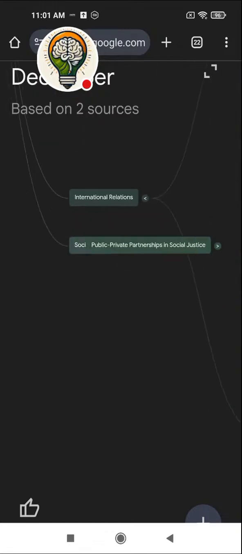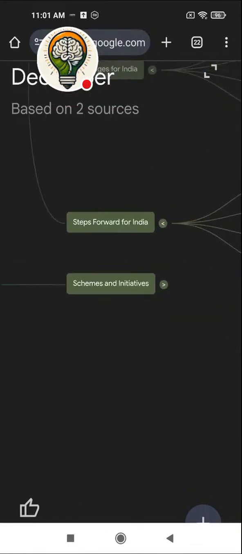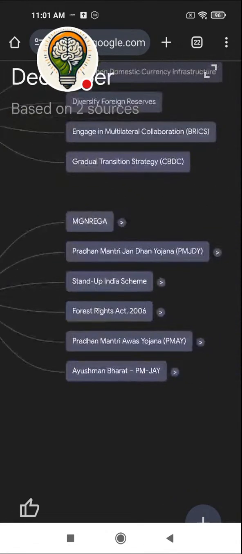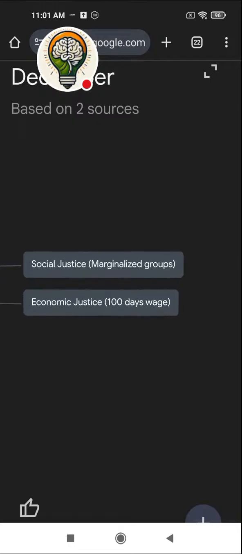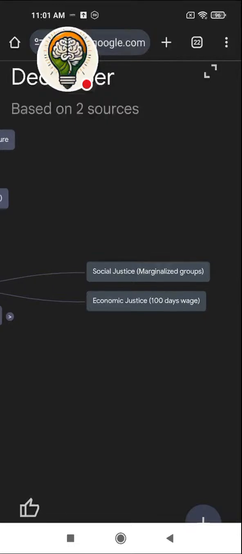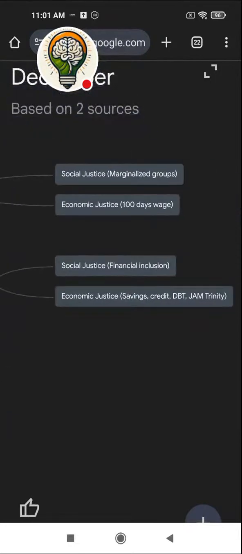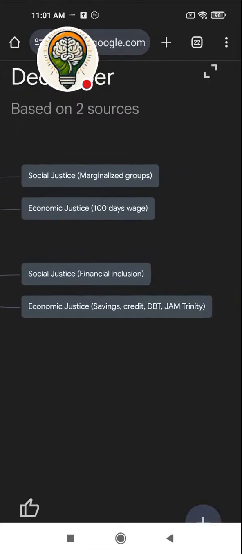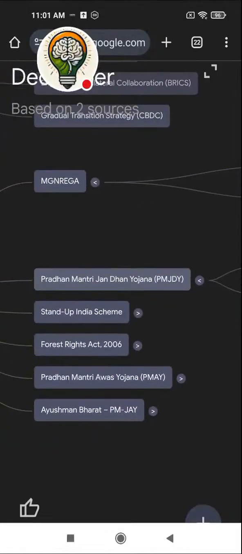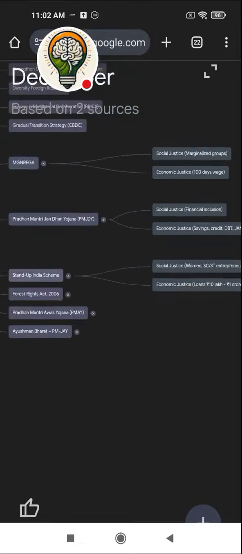Then social justice. Public private partnership in social justice, schemes and initiatives. So MGNREGA, social justice and economic justice, 100 days, and social justice for marginalized groups. Pradhan Mantri Jan Dhan Yojana, social justice, financial equality, economic justice, saving, credit, DBT, and JAM Trinity. Then Startup India, social justice, women's justice in employment, economic justice, 10 lakh to 1 crore loan.